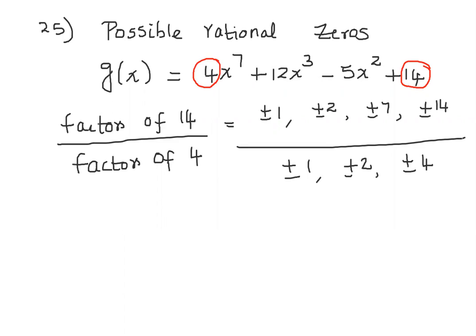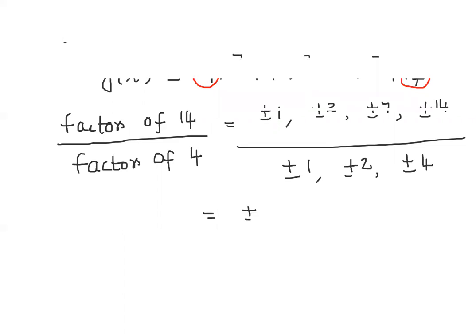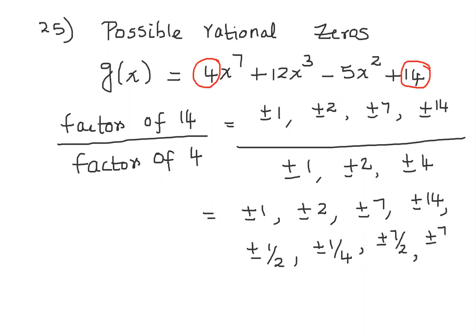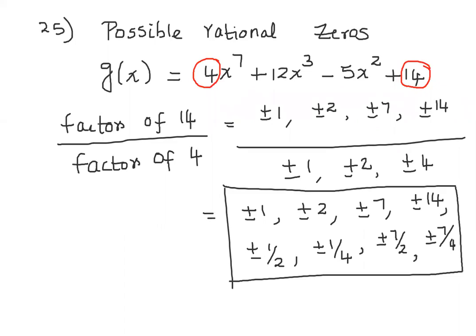Now I have to divide all the zeros. You just take all the numbers in the numerator and divide by the denominator. If any number repeats, you don't have to write it twice. Just write it only once. So this is the list of possible rational zeros.